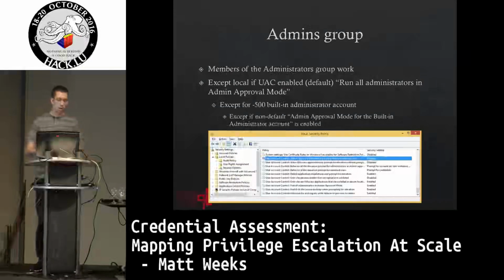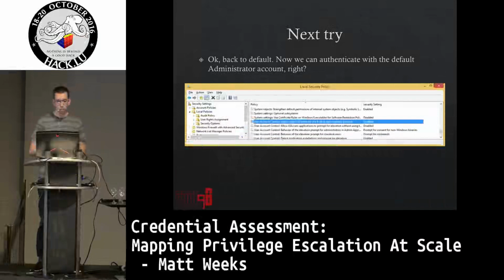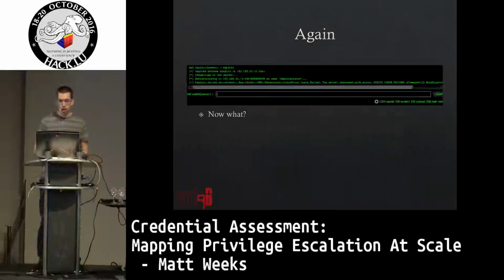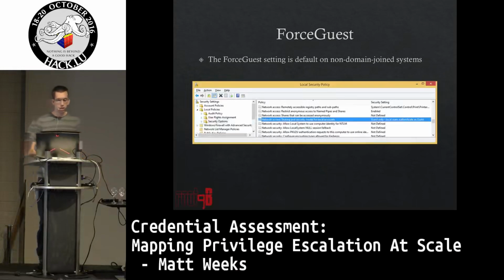And so, okay, you go in and you see, oh, well, in this case, I have that account enabled. What happens if I disable that? Back to the default settings. So we try our local administrator account again, and status logon failure again. So now what? We've got an account, we've got the credentials, the account's enabled. It shouldn't be UAC restricted.